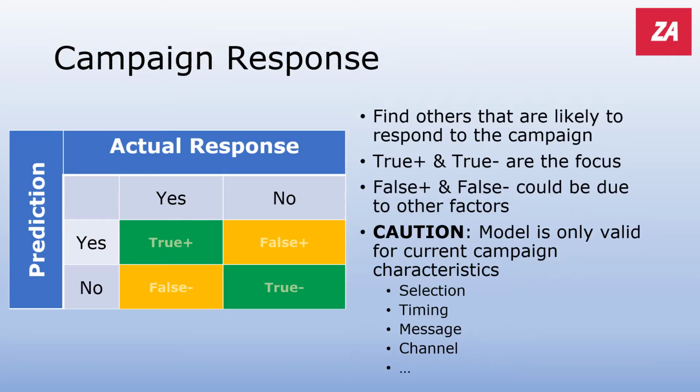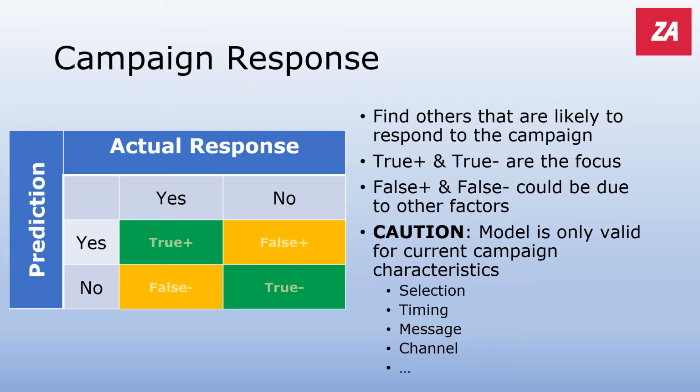A next example is campaign response or conversion. So basically finding others that are likely to buy from a campaign or to respond to a campaign. The true positives and the true negatives are the focus to look at in your evaluation, because those are the ones that you classify correctly with your prediction model.